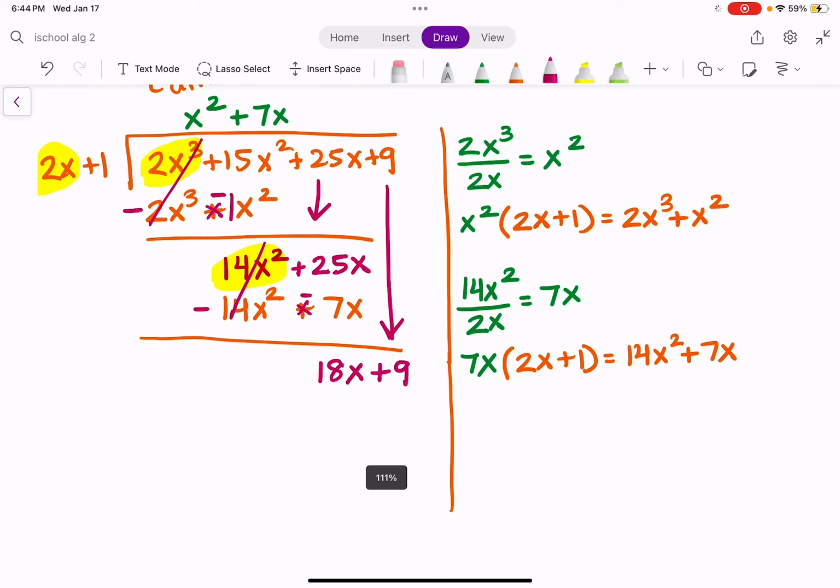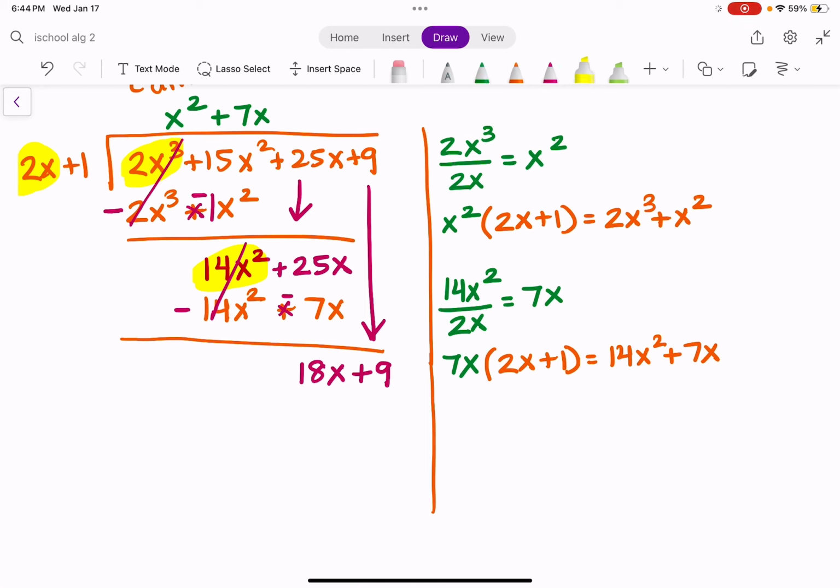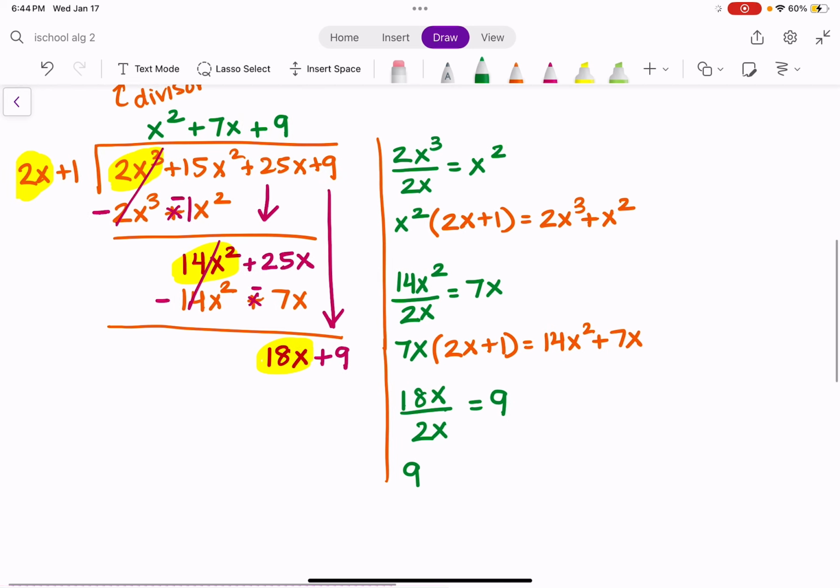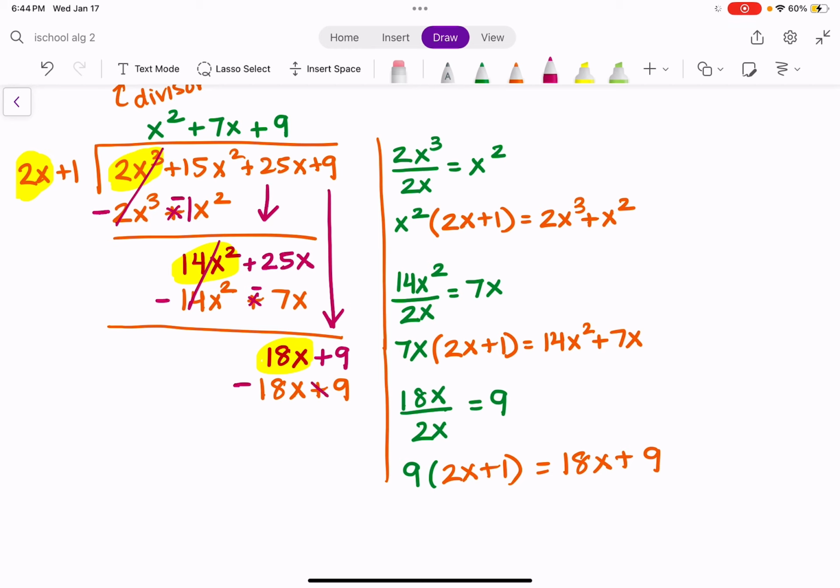We're going to do the same process again. First thing on the inside, which is 18x, we're going to divide it by the first thing on the outside. So I have 18x divided by 2x. This is just going to give me 9. This is going to become part of my answer. I'm going to take the 9 and I'm going to multiply it by what's on the outside. That's going to give me 18x plus 9. I'm going to write that underneath. And again, I'm going to switch my signs. So this cancels out and this cancels out, which means it gives us 0.